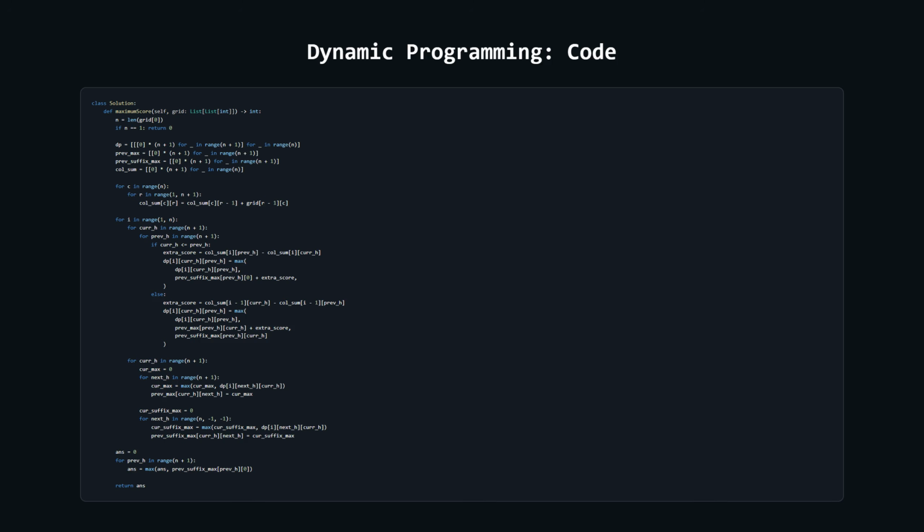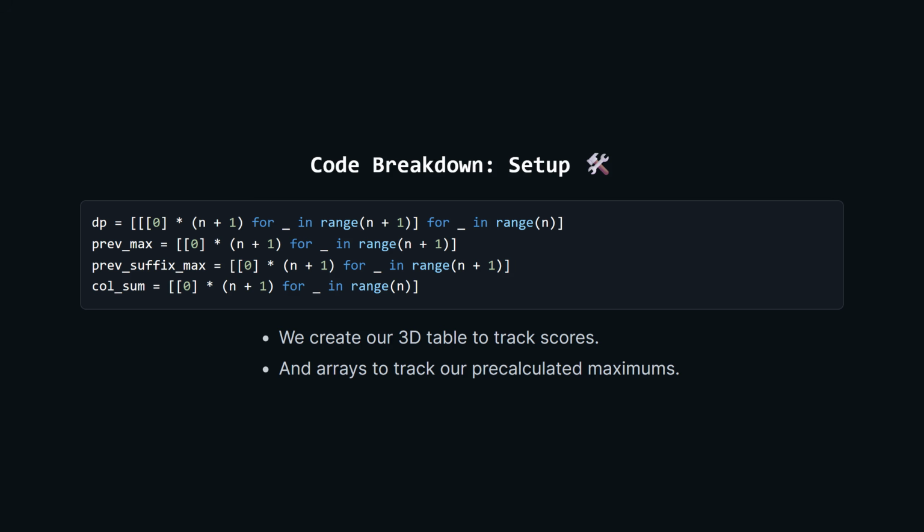Okay, here is the full Python solution. It is definitely a mouthful. Let's chop it up into smaller pieces to see how it ticks. First, we set up our main dynamic programming table to store the scores as we calculate them. We also set up a few extra tables to hold those pre-calculated maximums we talked about earlier, so we can run fast.